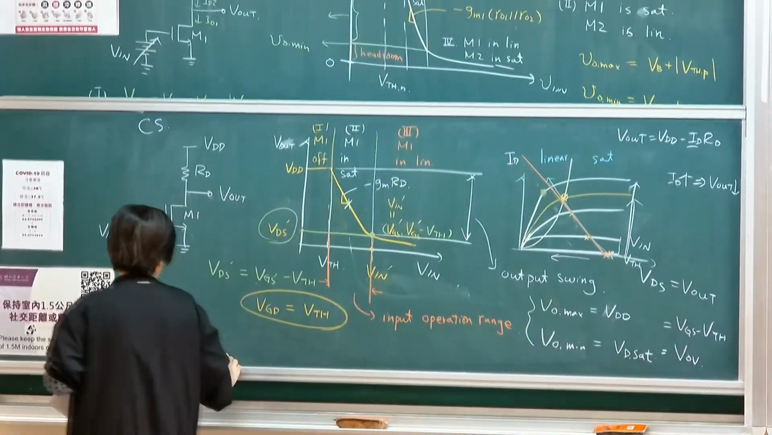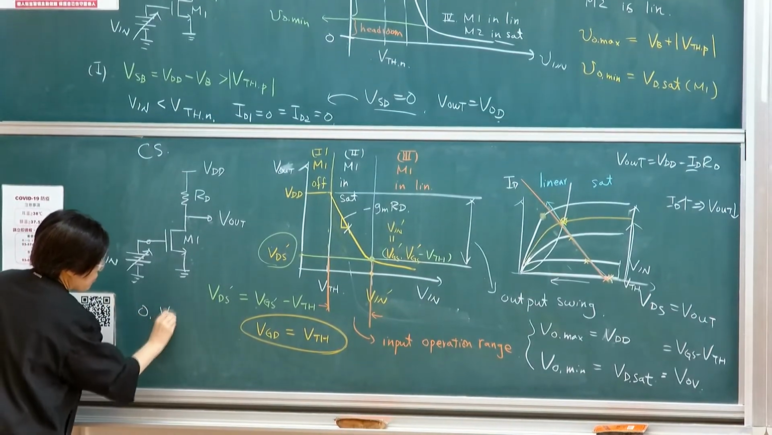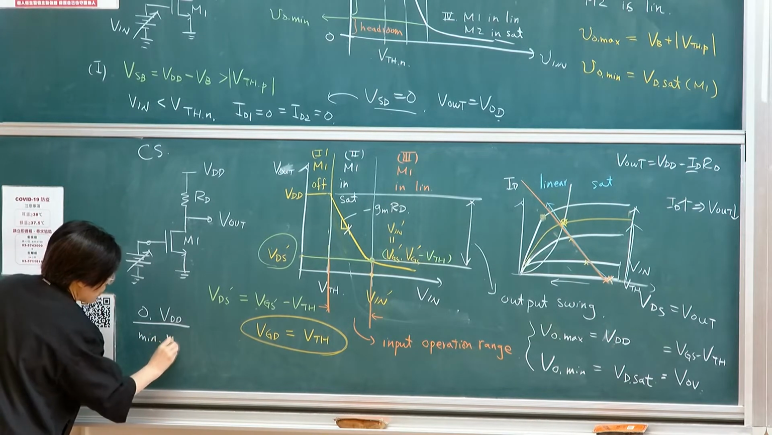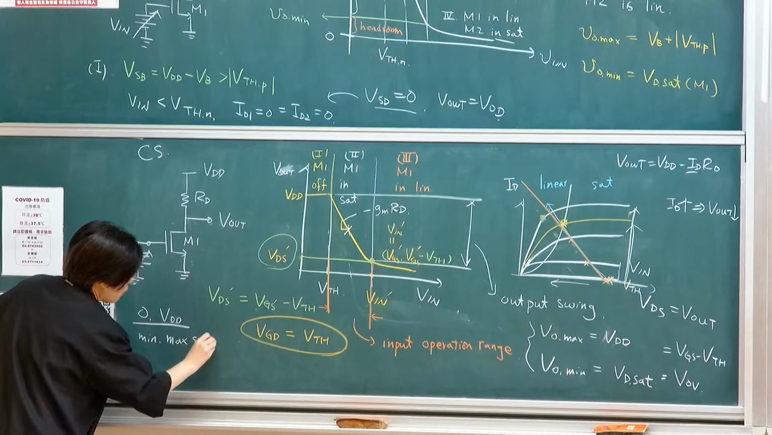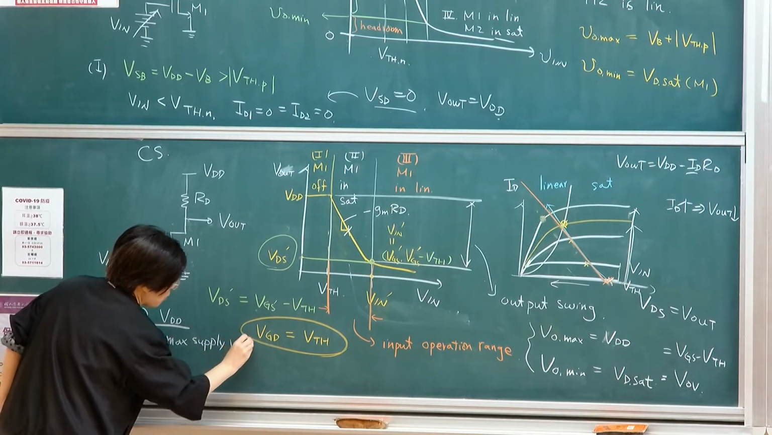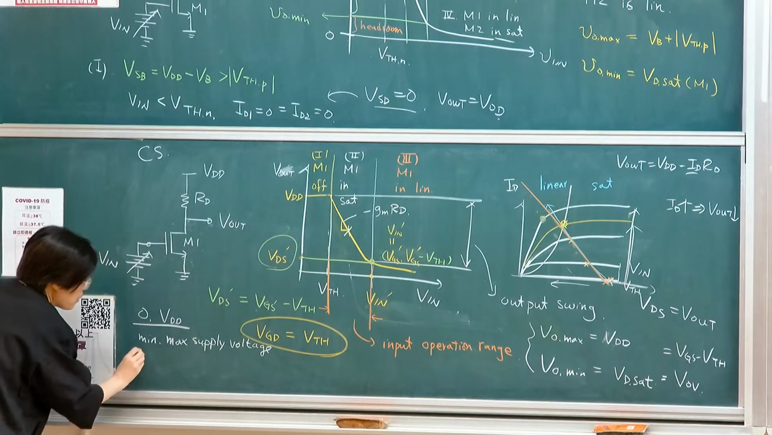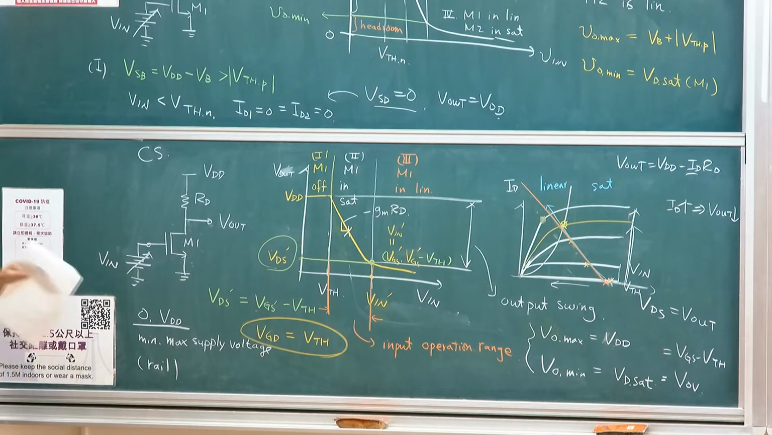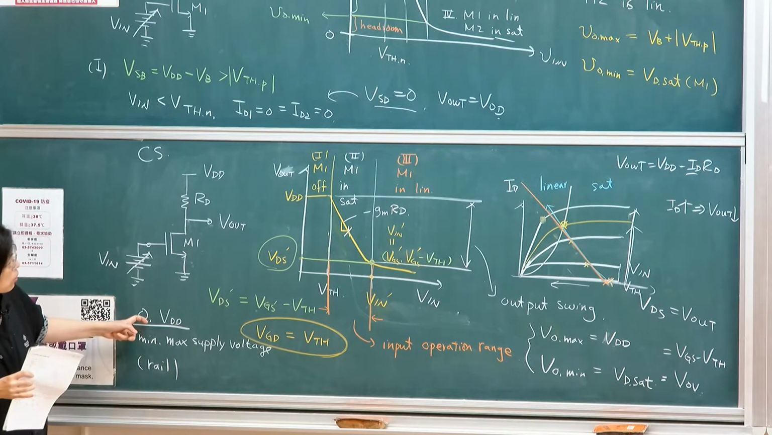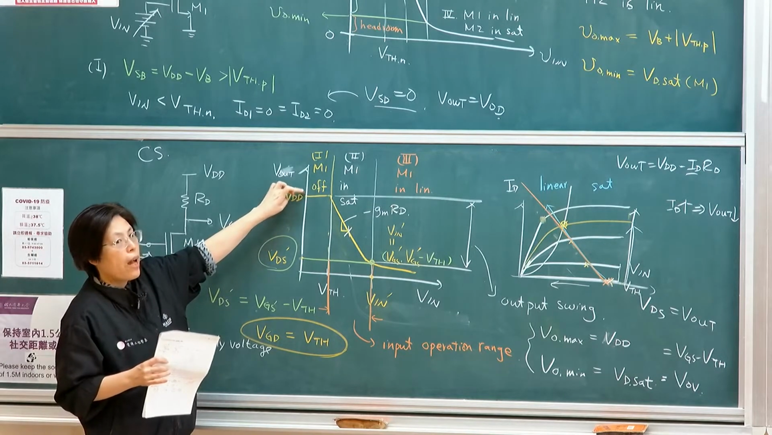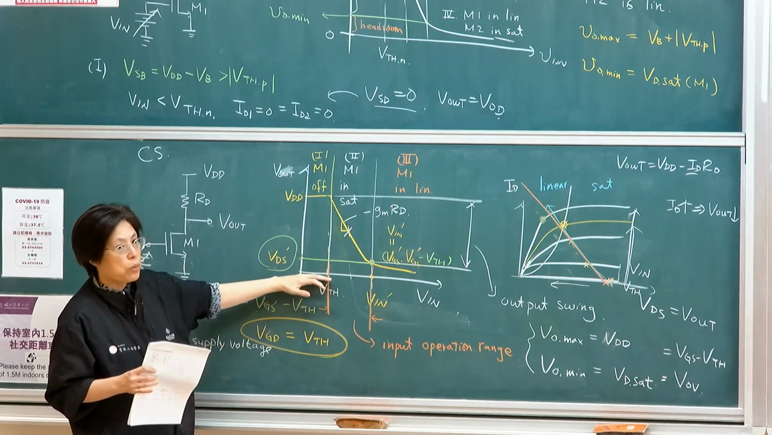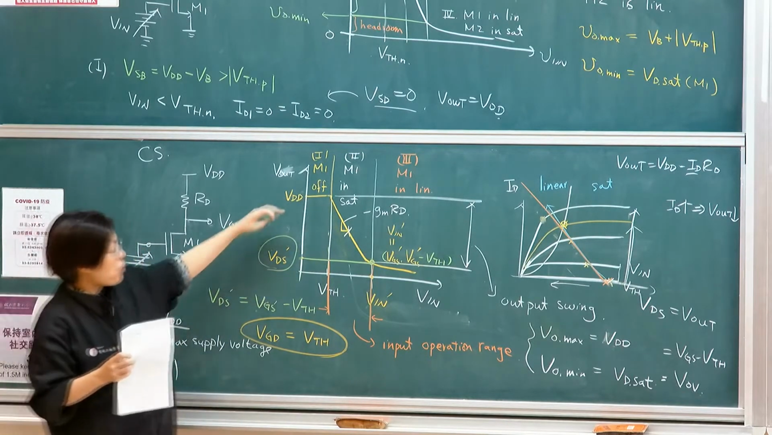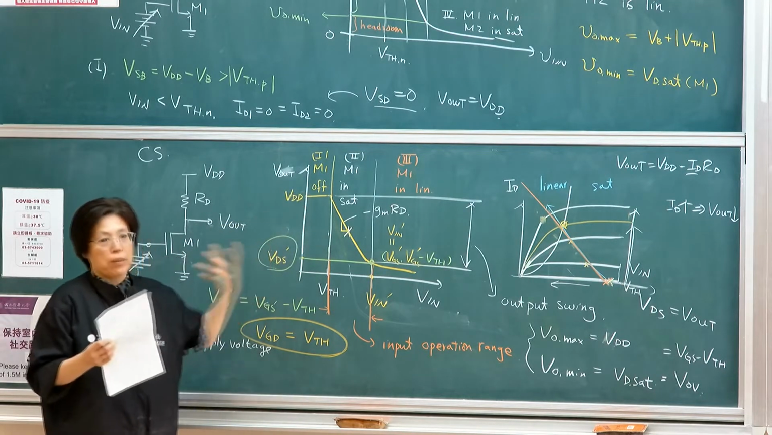The 0 and VDD are referred to as the minimum and maximum supply voltage. Sometimes it's referred to as the rail, meaning that your circuit has 2 rails that bound it. So this is my high rail or top rail, this is my bottom rail, which is 0. If I can actually reach one of the rails, that's called rail to rail.